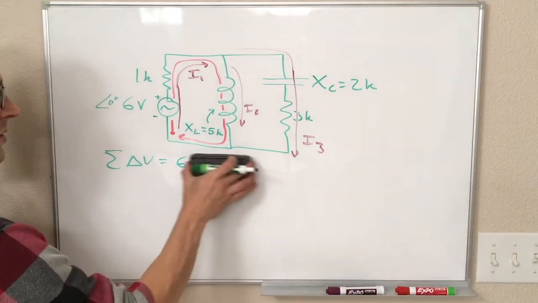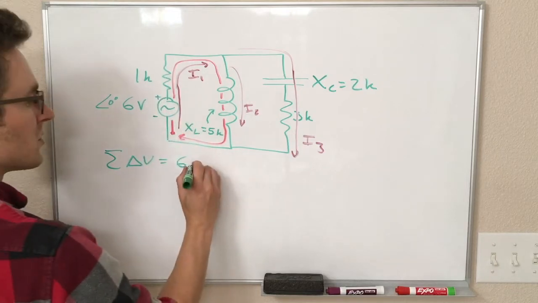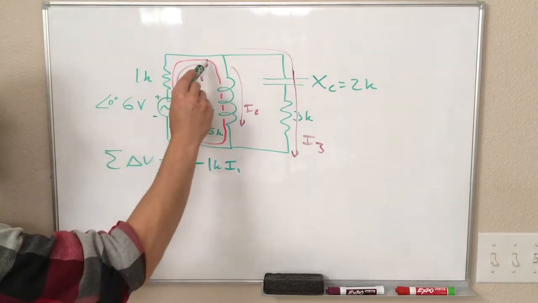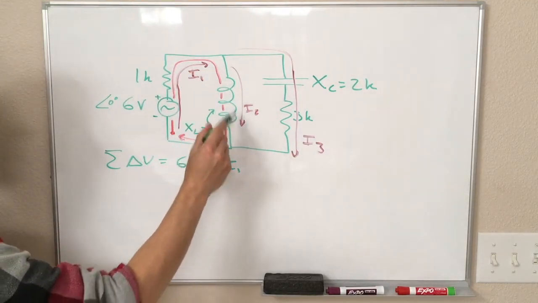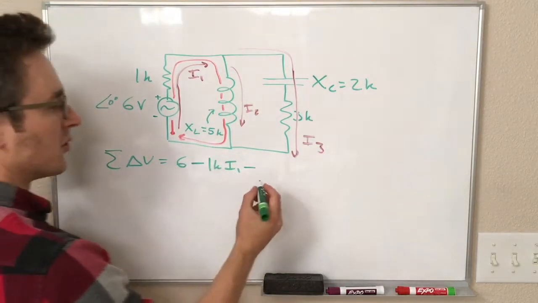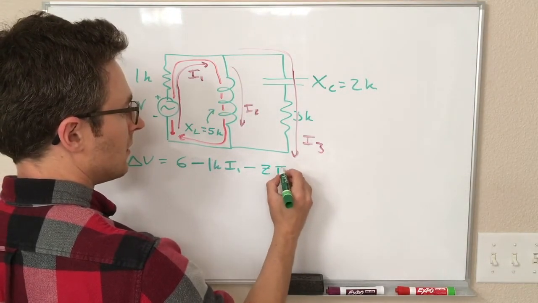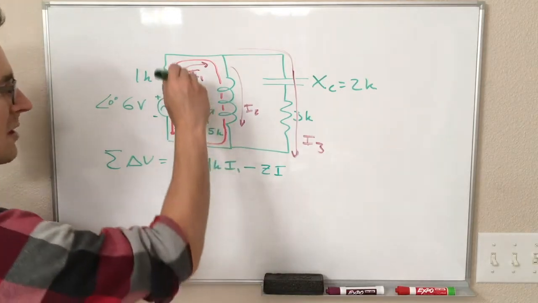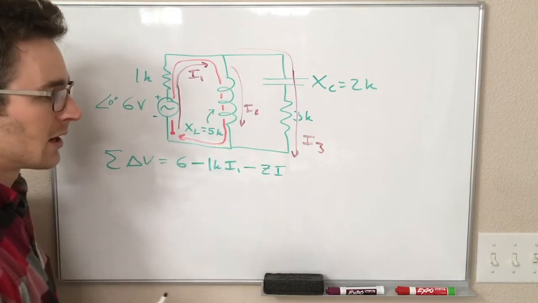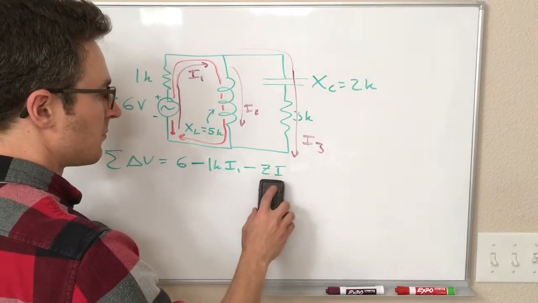We'll just drop our units. We're just going to leave it as 6 volts. And now we're going in the same direction as I1 through the 1 kilo ohm. So this is minus 1 kilo ohm times I1. And then we're going in the same direction as I2 through the inductor. So that's also minus. And now this is going to look something like minus Z times I, right? Anytime we're going in the same direction as the current, it's minus Zi. Anytime we're going in the opposite direction as the current, it's going to be plus Zi. Just the same, we're treating these the same way we treat resistors in terms of the plus and minus signs.